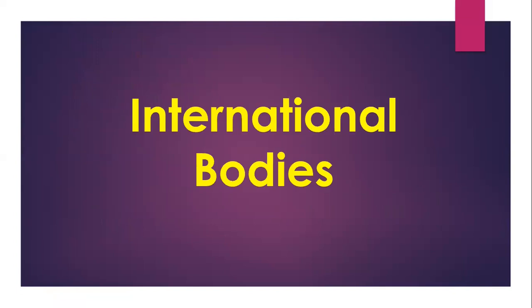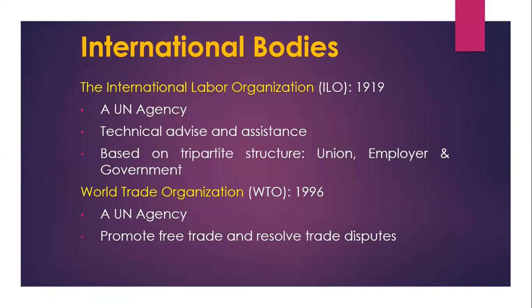Then, international bodies involved in industrial relations. These include the International Labour Organization, that is ILO, 1919. It is a UN agency. It gives technical advice and assistance to the participating nations, and the basis is a tripartite structure, which includes union, employer, and government. The other international body is the World Trade Organization, or WTO, 1996. It is also a UN agency. It is for promotion of free trade and resolution of trade disputes.